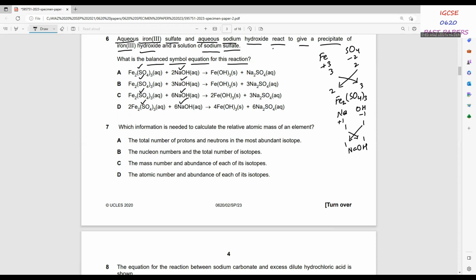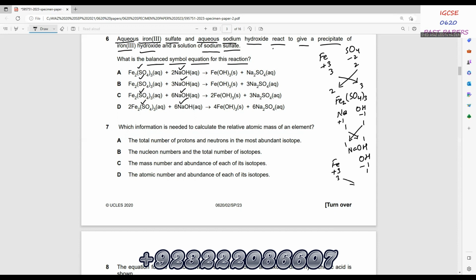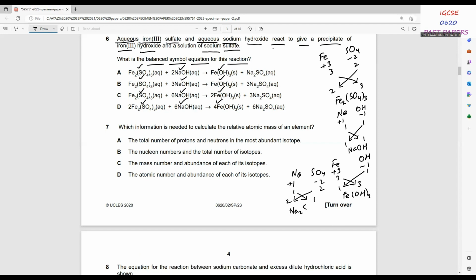What about the products obtained? The formula for iron(III) hydroxide will be this. OH carries a -1 charge, so ignoring the charges, it's Fe(OH)3. Again, all these formulas are correct. Sodium sulfate: Na +1, sulfate -2. So it will be Na2SO4.